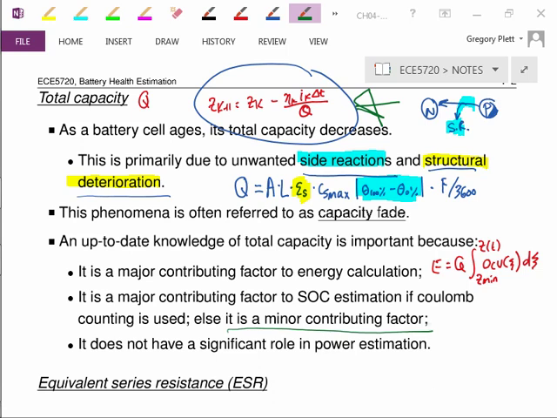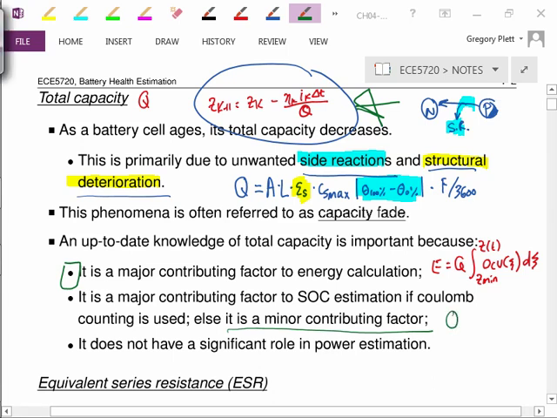And if we look at power estimation, the capacity does not have a significant role. It has a very minor role there. So why do I care about capacity? It's mostly having to do with the energy calculations. I may be able to get away with just using the nominal capacity in my state of charge estimator, although I will do better if I have an up-to-date estimate of capacity in my SOC estimator. And I may be able to get away with a Q nom here, but I will do somewhat better if I have an up-to-date estimate there too. But the major place is in energy.